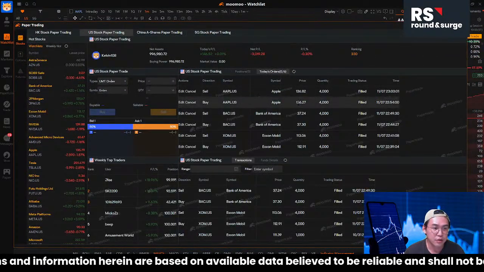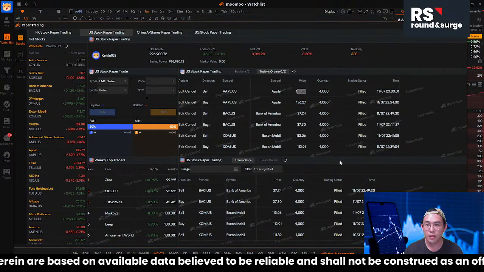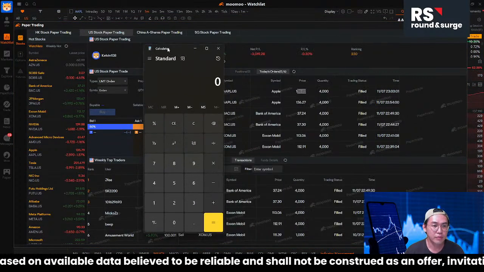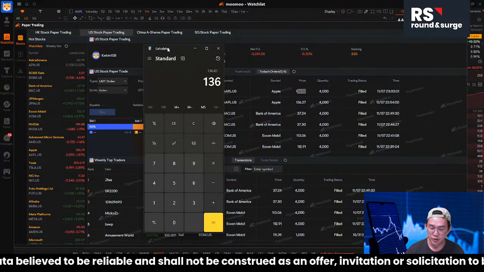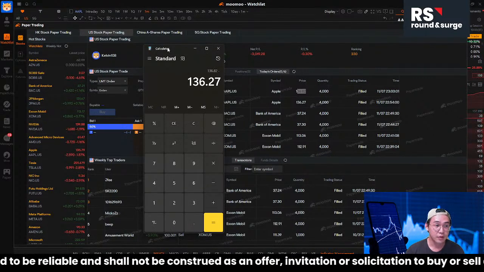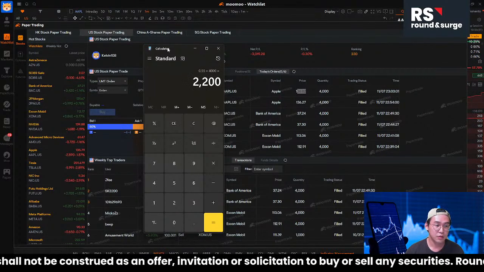Entry is 136.27, exit is 136.82. So 136.82 minus 136.27 multiplied by 4,000 units, so it's about 2,002.